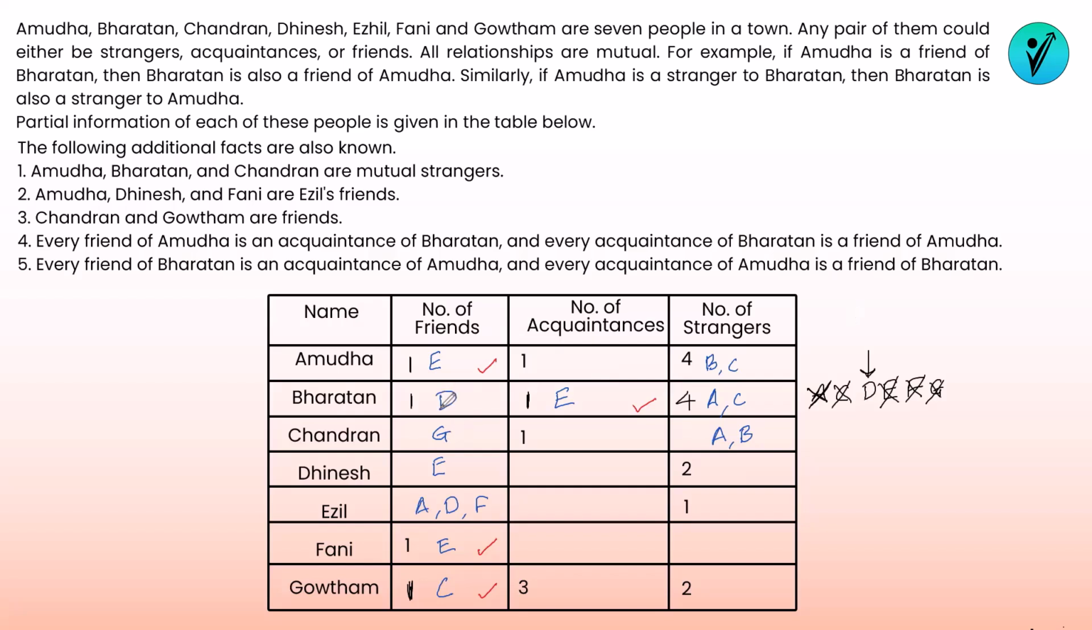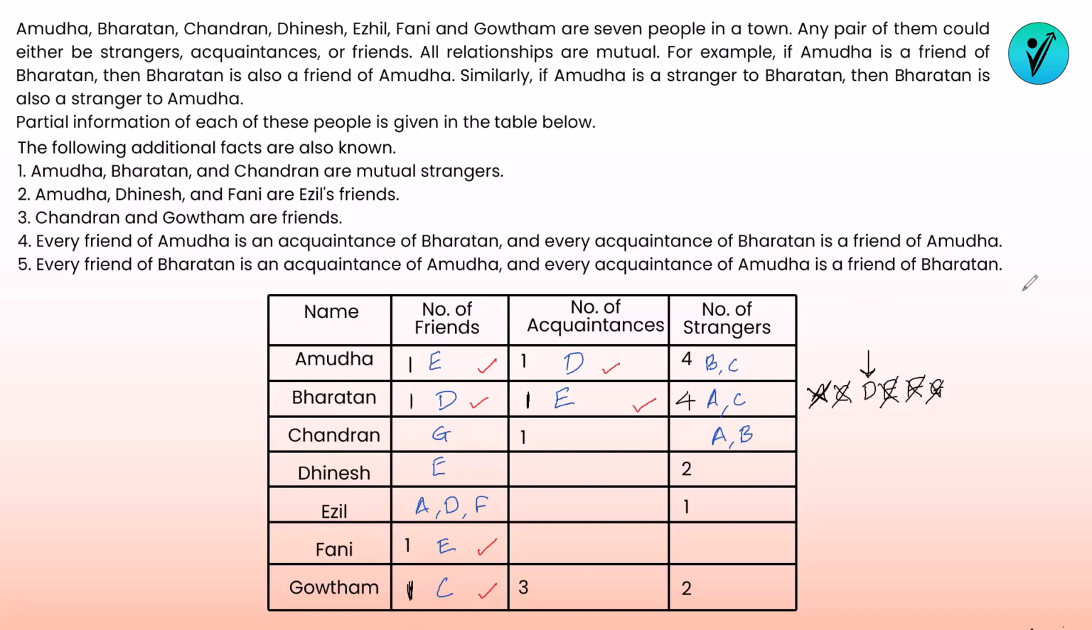This is a D and this is also a D, and we have taken care of those two boxes as well. What is the next step? The next step is to identify. So we have one friend, one acquaintance. The rest four are going to be strangers to B.